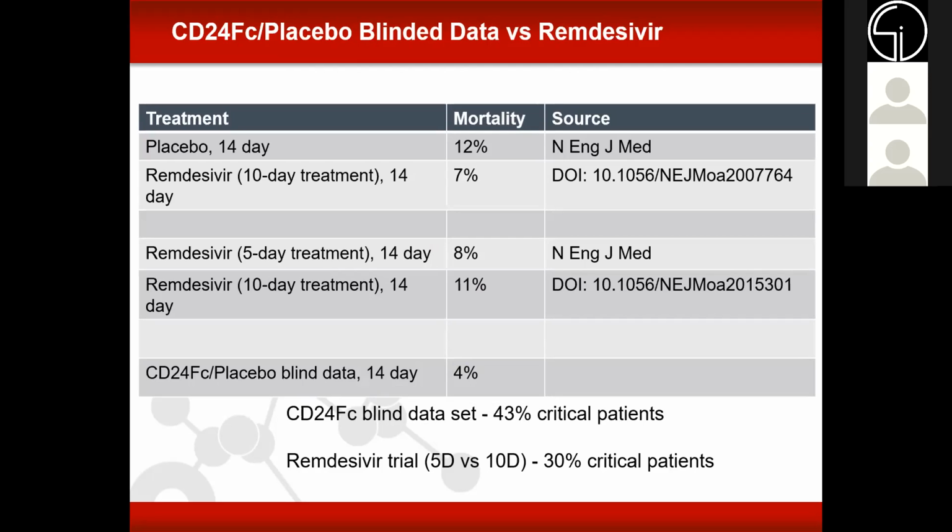And in our blinded data set, 43% are high oxygen flow critical patients. And in the remdesivir trial, for the 5-day and 10-day treatment, there are 30% critical patients. So our patients have more severe and critical cases than the remdesivir trial, but we have a better mortality rate.